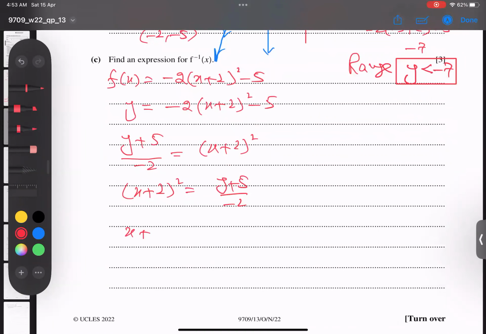Now root of both sides. When I do root of both sides, this power will eliminate. And here I get plus and minus root of (y plus 5) over -2. After this, I can say this negative 2 goes there. I can say I get what? -2 plus and minus root of (y plus 5) over -2.